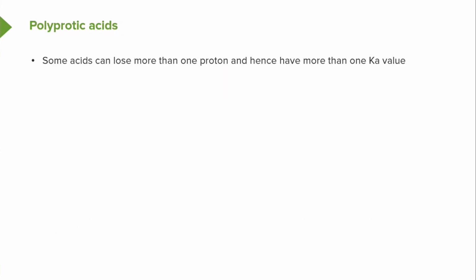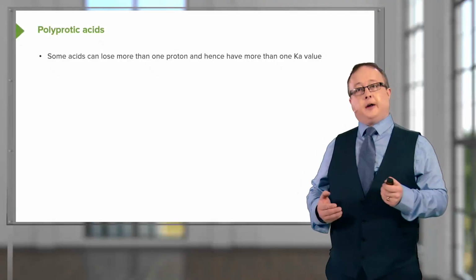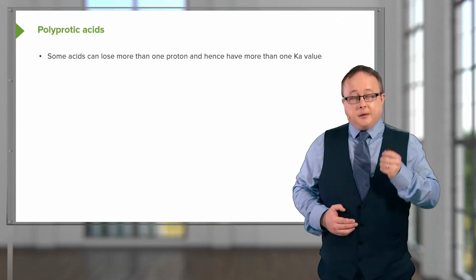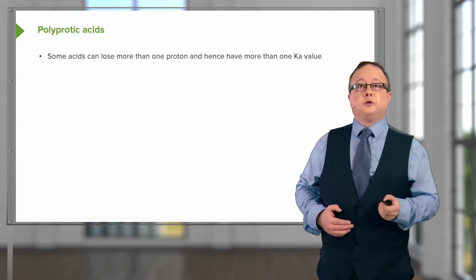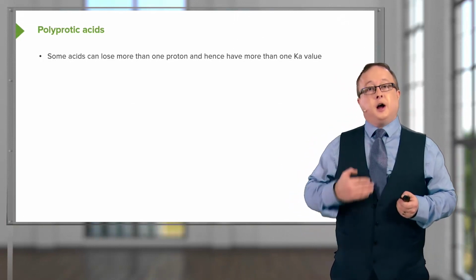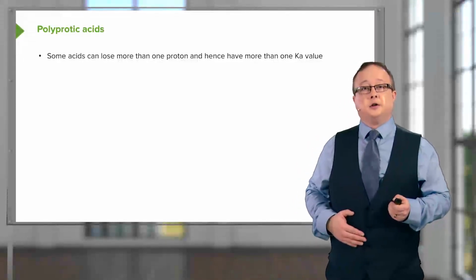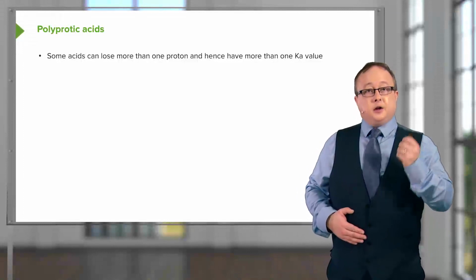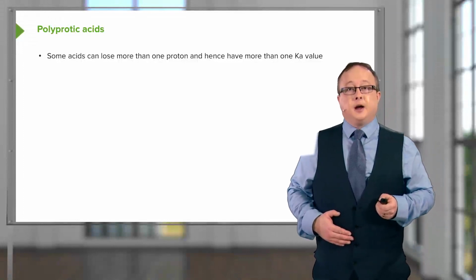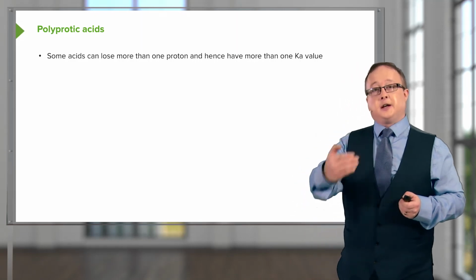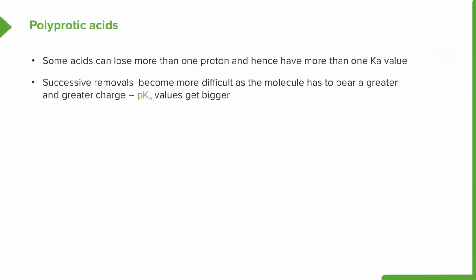Now, I want to draw your attention to the fact that at the moment we've only been dealing with monoprotic acid. So that's hydrochloric acid, nitric acid, and also, as you saw, nitrous acid. But some acids, and this is very important when you're looking at, for example, phosphate buffered saline solutions within medical practice and so forth, you can lose more than one proton. And therefore, it's possible to have more than one Ka value for each successive deprotonation reaction.